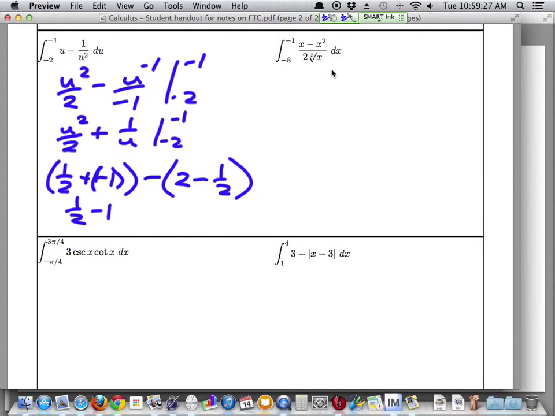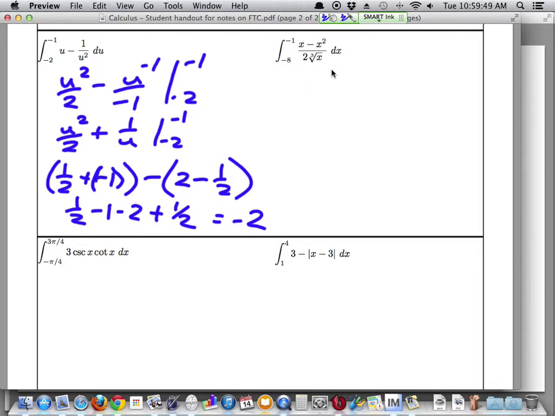So I have 1/2 minus 1 minus 2 plus 1/2. So what does that end up giving me? Negative 2. Because I get the 1/2 and the 1/2, which gives me 1. The 1 and the negative 1 cancel, so that ends up giving me negative 2.